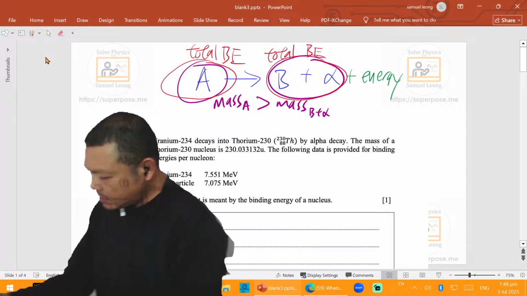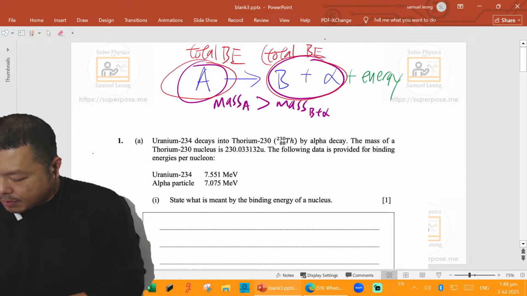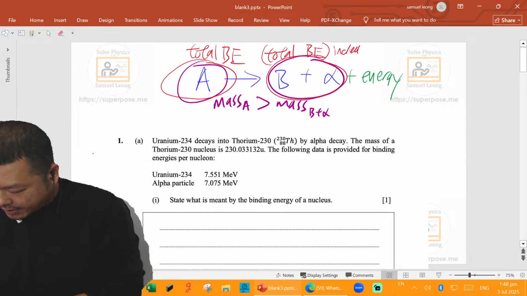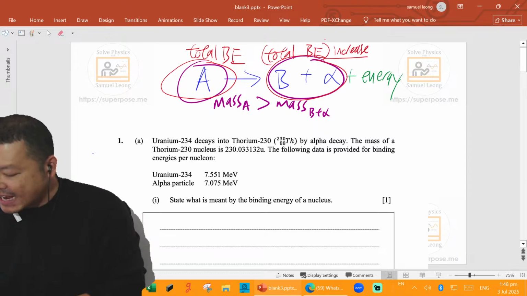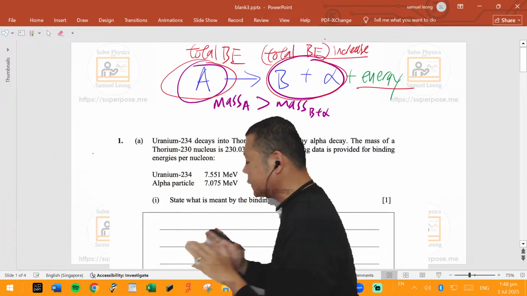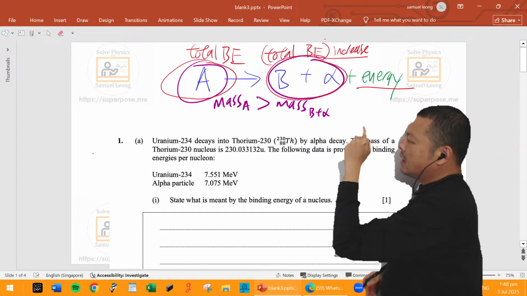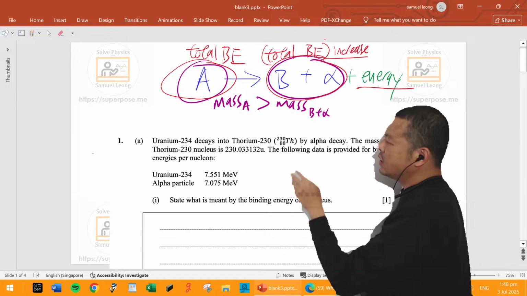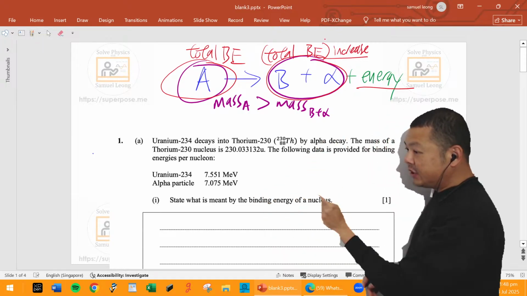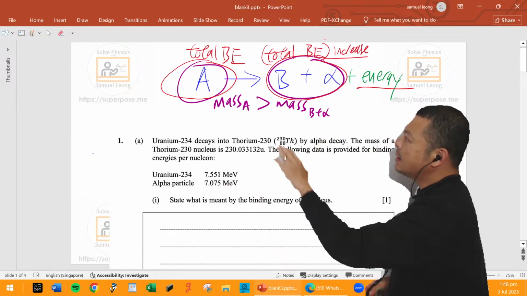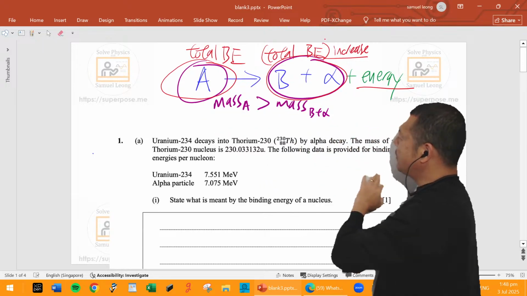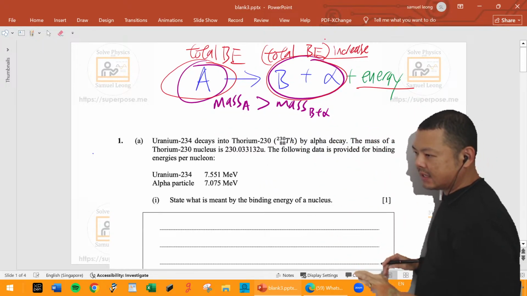Okay? So what happens is that the total BE will increase, yes, with a release of energy. It increases with a release of energy, right? Okay. Unfortunately, if you try to do this question, you would realize that the binding energy based on the values given becomes less. And that was hella confusing for all the students last year, right?